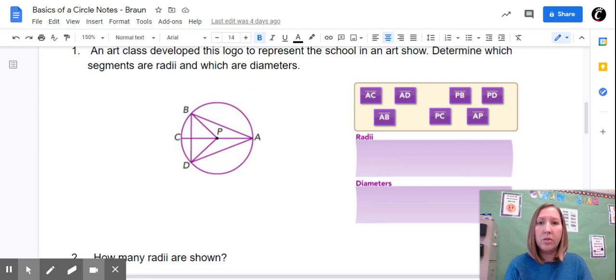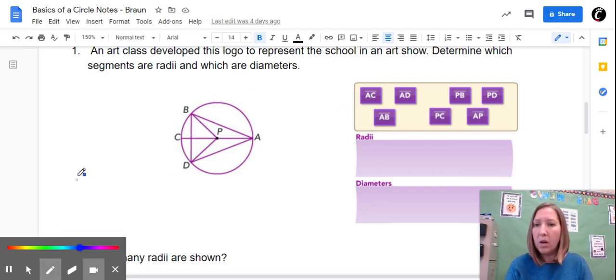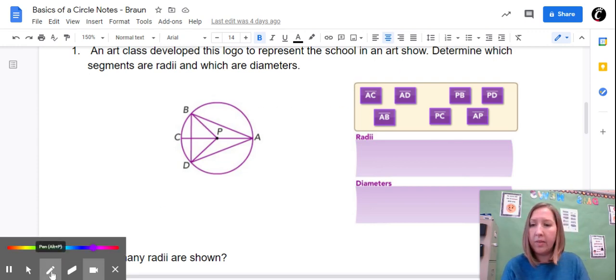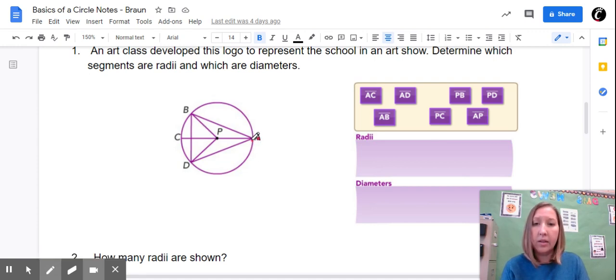So what we're going to look at are some different options here. Let's start with line segment AC. If I look at that on my circle, that's going to start here at A and go all the way across to C. So I have two endpoints on my circle and it cuts through the center, which means that's going to be a diameter. So I'm going to write that down here under diameters.